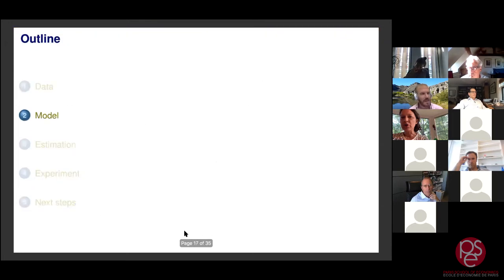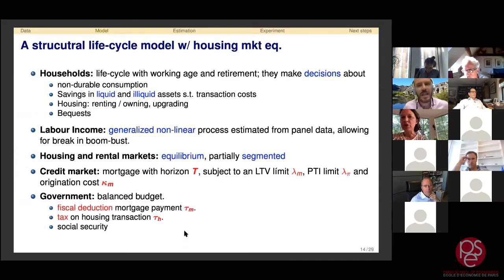So let me briefly describe the model. By now this is a relatively standard heterogeneous agent model with a housing market, where households live through working age and retirement, and make decisions about non-durable consumption and savings in liquid and illiquid assets subject to transaction costs. They can own or rent and upgrade a house, and they leave bequests. The labor income, as I was describing, comes from this estimation of the generalized nonlinear process, allowing for a break in the boom and the bust.